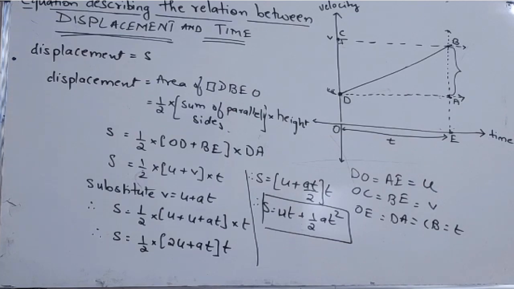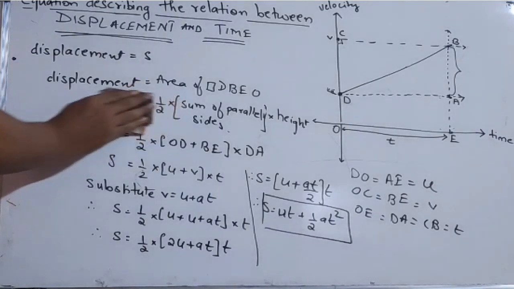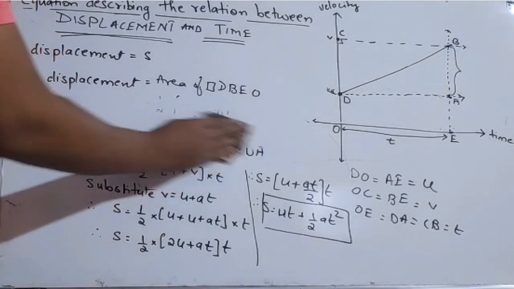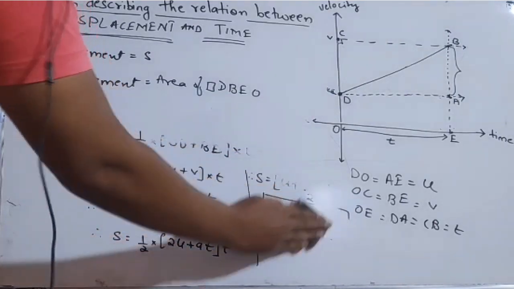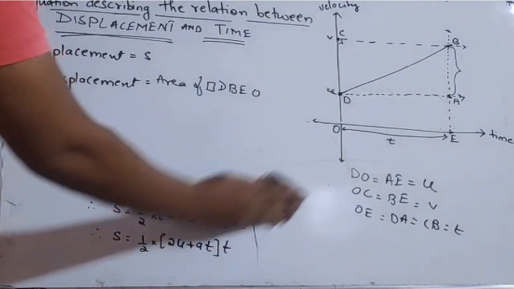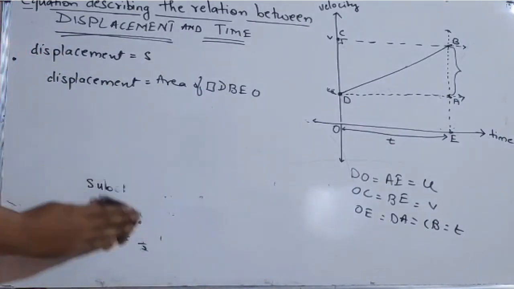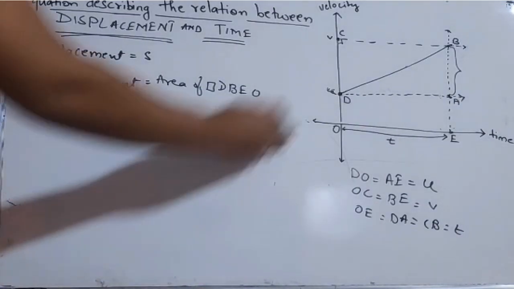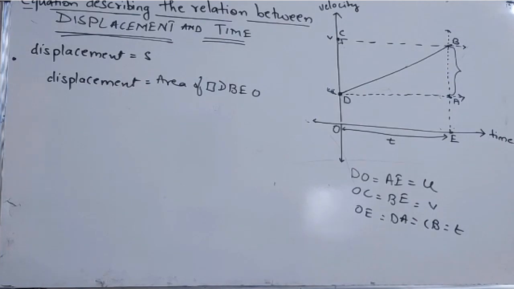Students, there is one more way of deriving the second equation of motion. Now let us look into this. We know displacement is given by the area under the graph in the graphical representation. Now we know displacement is given by the area of this trapezium DBEO.